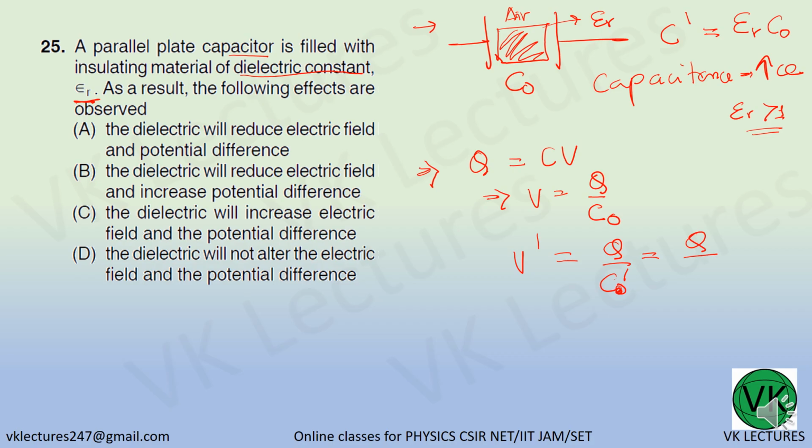So Q divided by epsilon R C naught. Since the denominator is increasing, V dash, or potential, decreases. Similarly, electric field also will decrease. Both potential and electric field decrease, so there will be a reduction. The dielectric will reduce electric field and potential difference, while capacitance will increase.